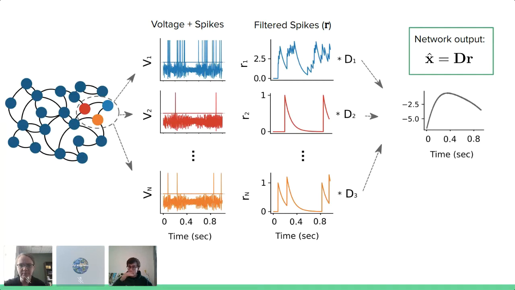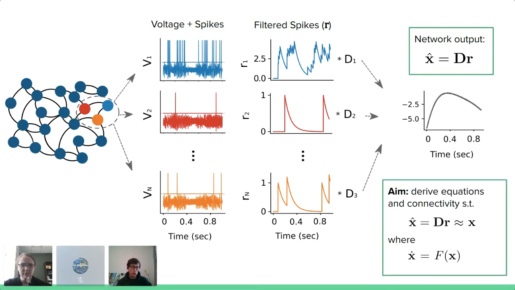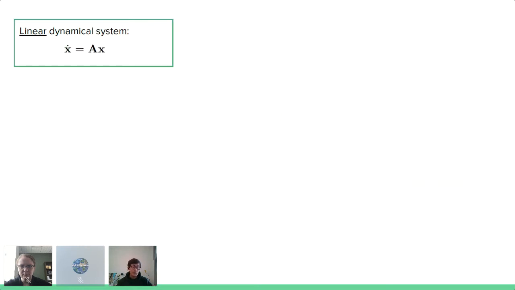So what we assume is that we can use the filtered spike trains weighted through a decoding matrix D to read out the activity of the network that is generally called X hat. What we want is the network readout to resemble the solution of a certain dynamical system. And can we do that? And yes, we know how to do that if the dynamical system is linear.